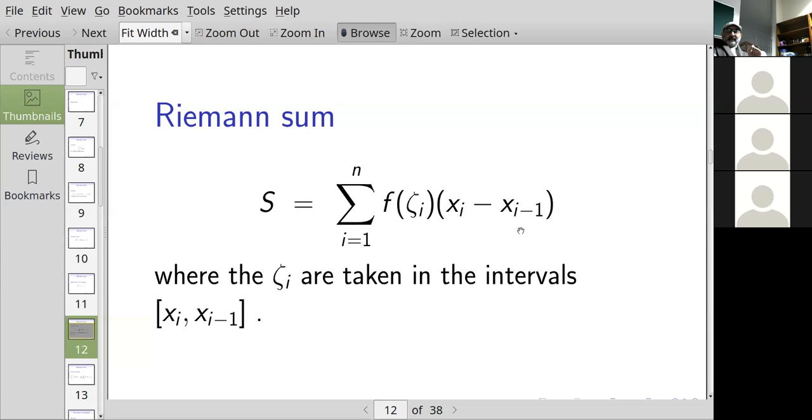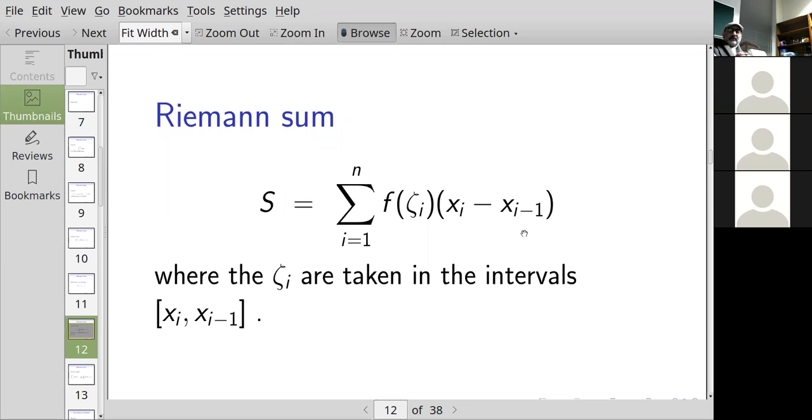Sir, is zeta i the midpoint of the width? So the idea is that it shouldn't matter. You can take the left endpoint, you could take the right endpoint, you could take the midpoint, you could vary them as you like. But this gives you an estimate of the area under that curve.